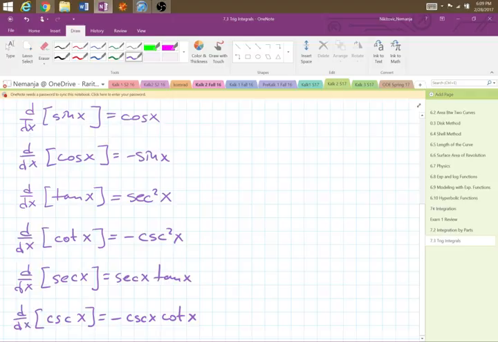Now, it's not difficult to actually memorize them because look at the symmetry. Do you see that every single derivative of a co function is negative? What do we have? Cosine and cotangent and cosecant, right? So if it starts with a co, it's negative, and if it doesn't start with a co, it's positive.